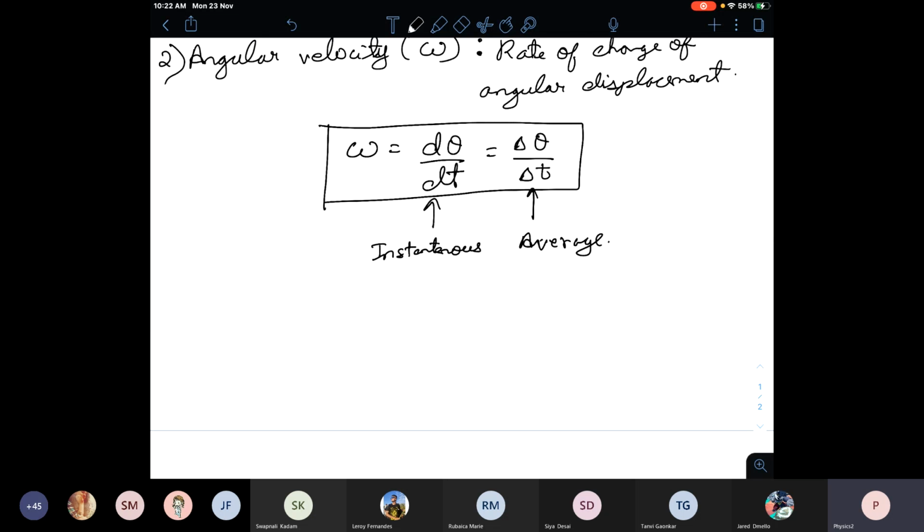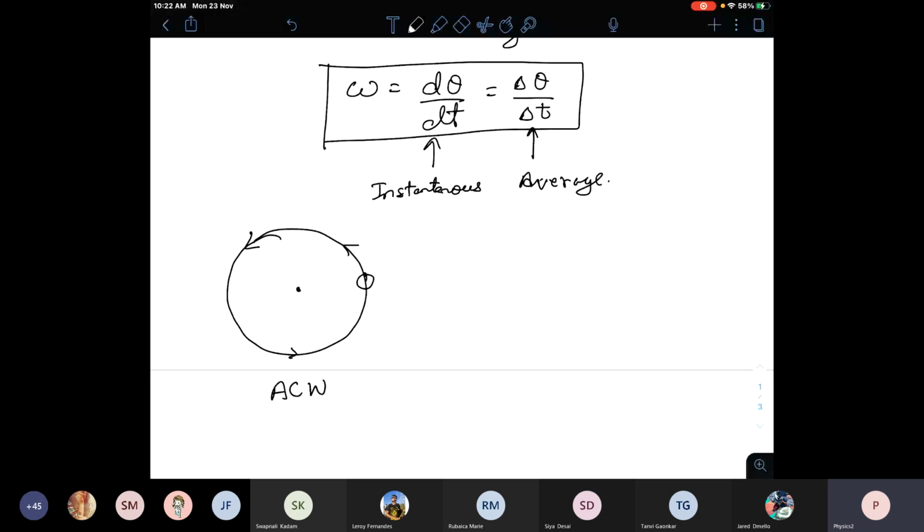Angular velocity can be of two types. Suppose I have an object rotating like this. You can see that this object on a circular path is going in the anti-clockwise direction. So we can denote omega like this: just draw an arrow, a curve in the anti-clockwise direction, and write omega above it. That will represent angular velocity.